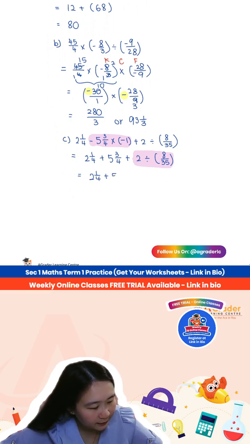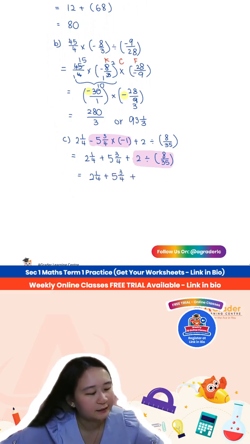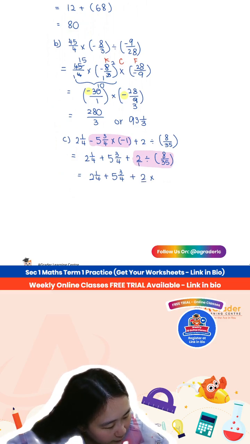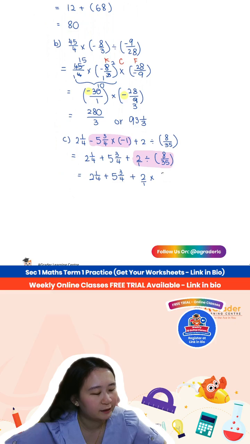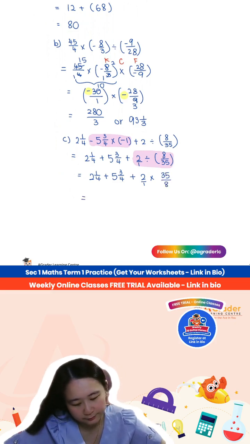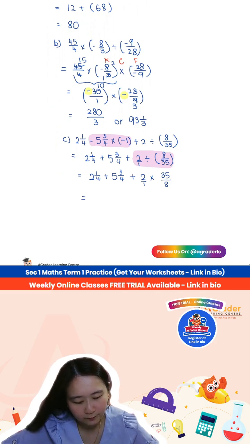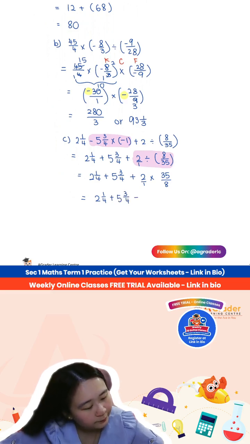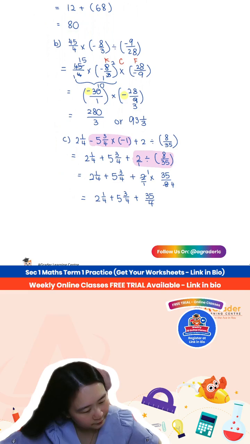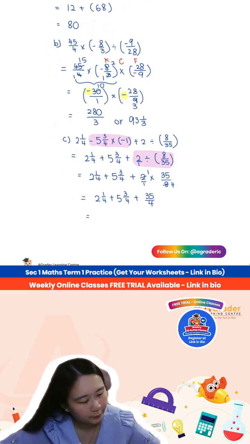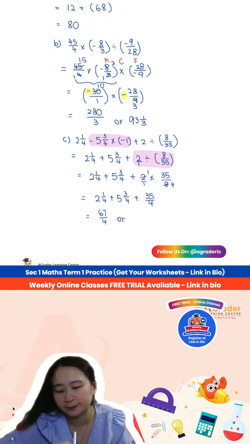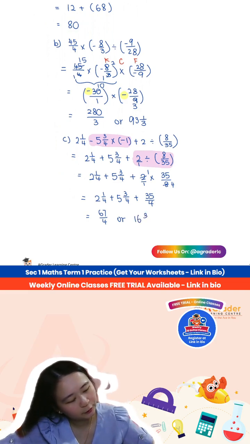2 whole 1/4 plus 5 whole 3 over 4 plus 2 times, so we keep the first fraction, this fraction is 2 over 1, then we change the sign, and then we flip the second fraction. Okay, so we have 2 whole 1 over 4 plus 5 whole 3 over 4 plus divide by 2, divide by 2, 35 over 4. And then we add everything up. We will get 67 over 4. Or if you were to leave it in terms of mixed numbers, you will get 16, 3 over 4.